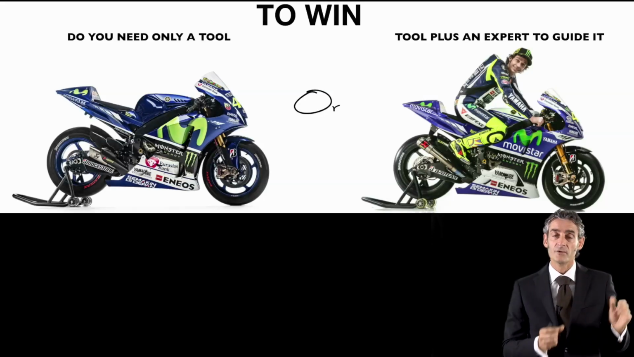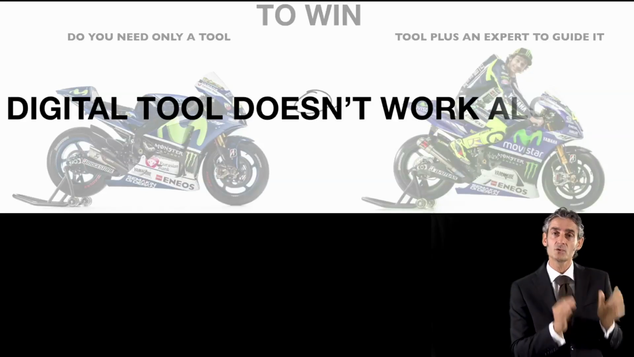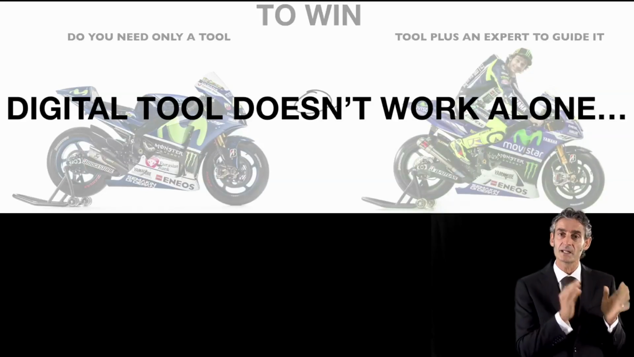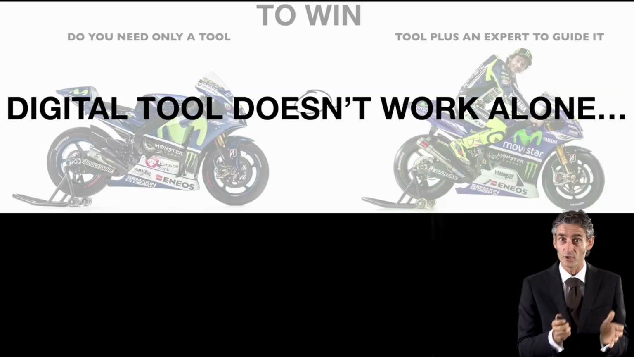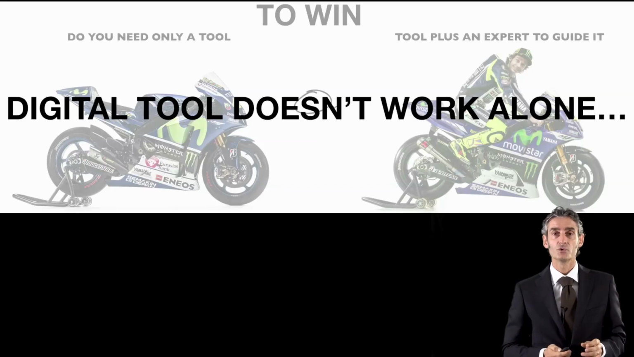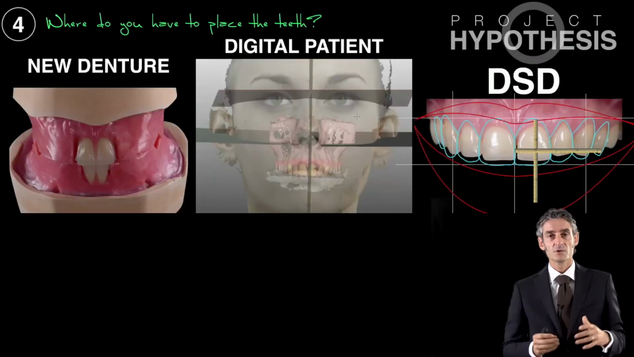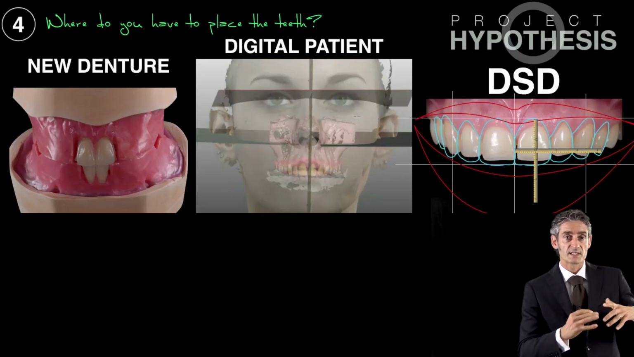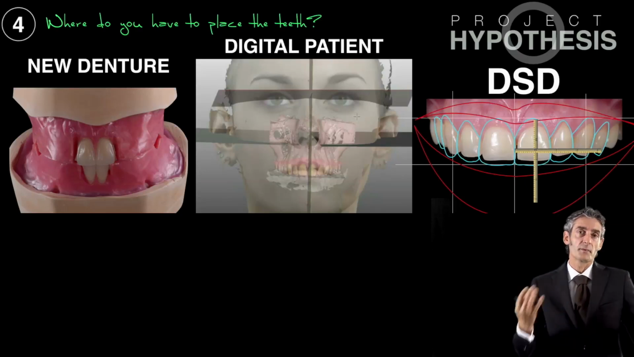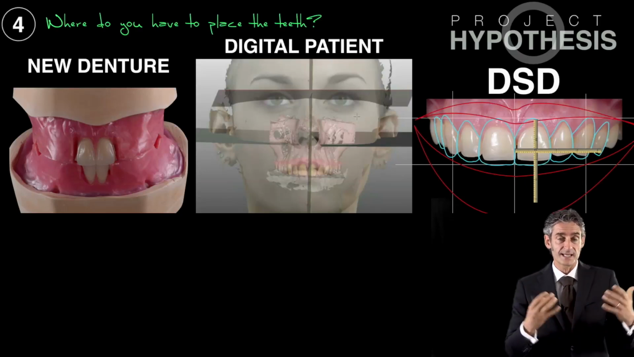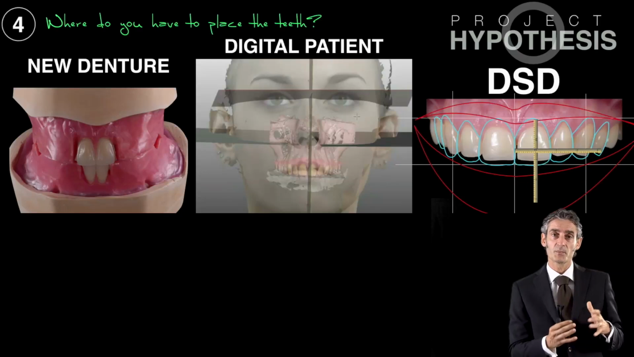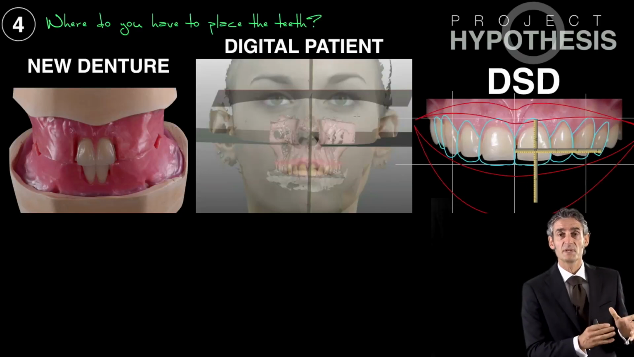So remember that the digital tool doesn't do the work alone. You have to guide this tool to obtain a really predictable result. So every single time we start, for example, a full mouth rehabilitation or a rehabilitation where aesthetics and function are important, for sure we can approach it with the traditional approach.